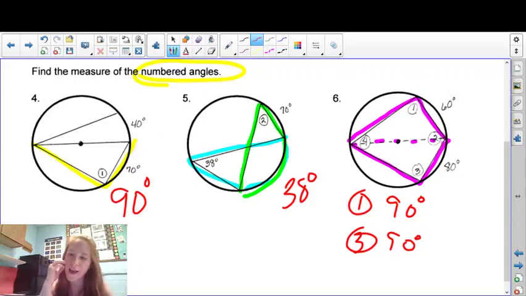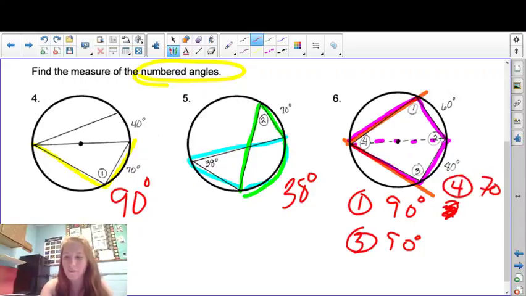Angle 4 and 2 doesn't have anything on its arc. It doesn't have anything on that arc, so we have to use 4 in order to figure out 2, which is here. So 60 and 80, which gives me 140. Half of 140 is 70. I need my pen. So angle 4 is 70 degrees. And then to determine angle 2, they add to 180, so 180 minus 70 is 110.